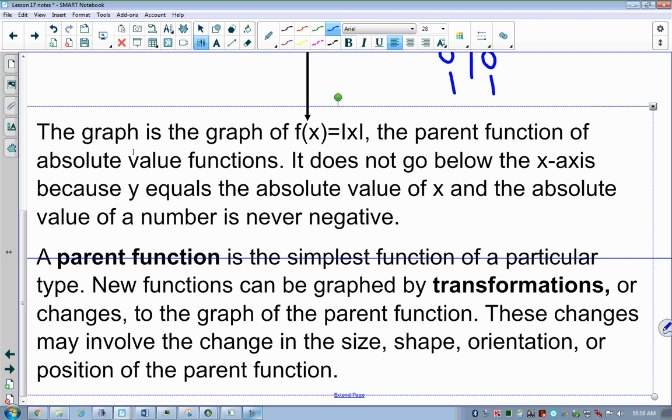It is the simplest function of a particular type. So there are parent functions for different types of equations. New functions can be graphed by transformations or changes to the graph of the parent function. These changes can involve changes in size, shape, orientation, or position of that parent function. That's effectively it for this lesson. Let's go ahead and see if we can't pull up some questions that we can work out.